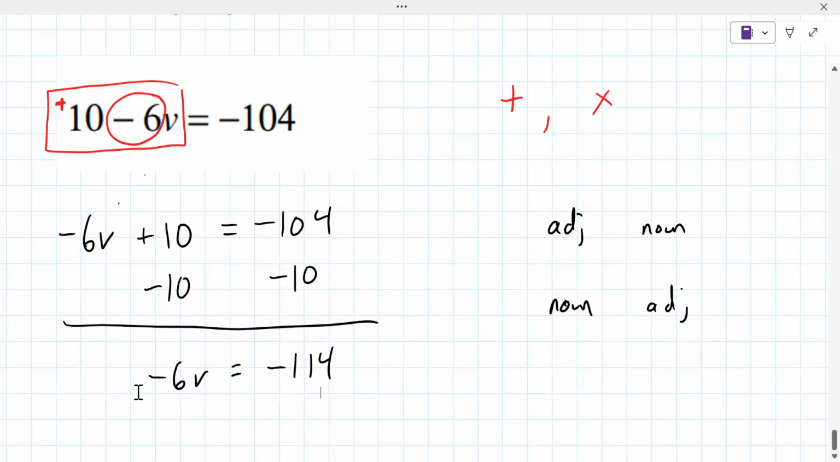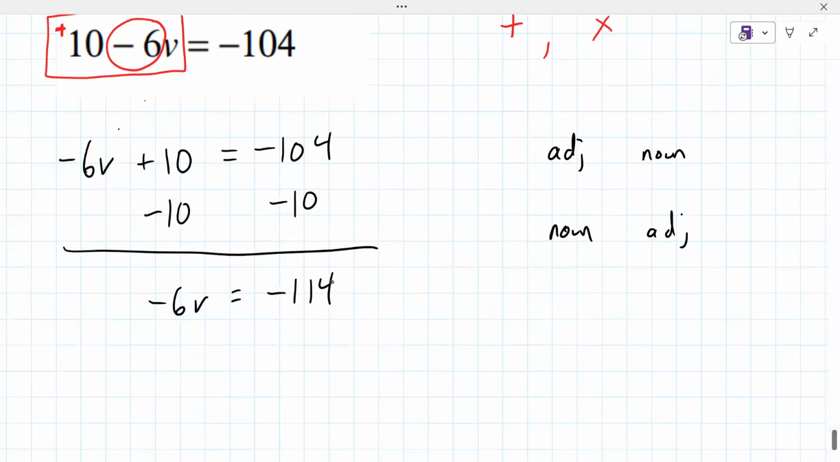What do you do now to solve this equation? What's the next step? You divide by -6. Good. Will you tell me the result? 19. Very good.